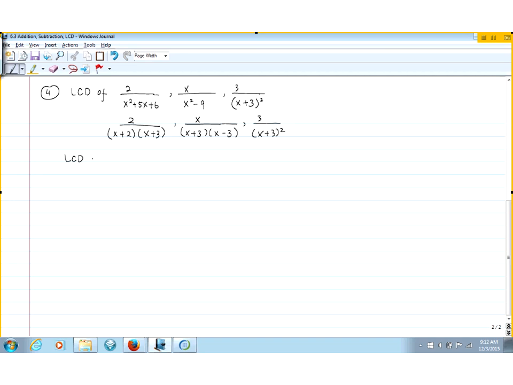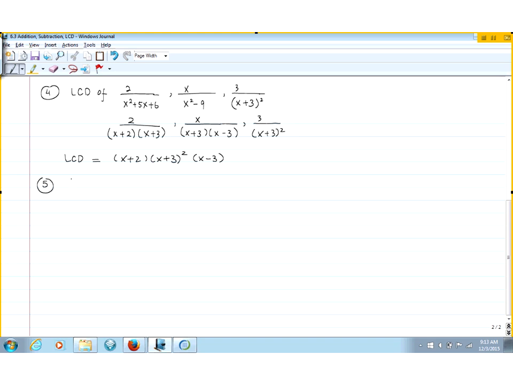So, what is the LCD? x plus 2. What is the highest exponent for x plus 2? Just 1, right? x plus 3. What is the highest exponent of x plus 3? Square. What else? x minus 3. What is the highest exponent? 1. That's it. So this is your LCD. We list all the distinct factors, and when we list them, we use the highest exponent.